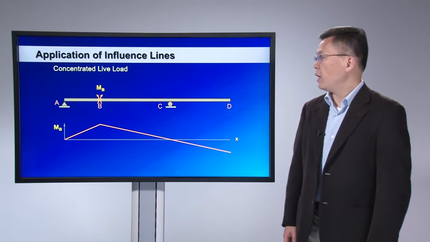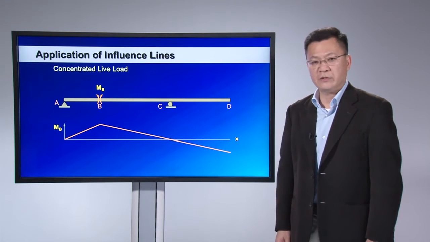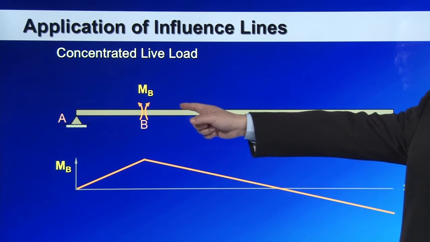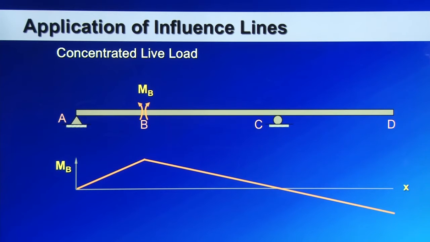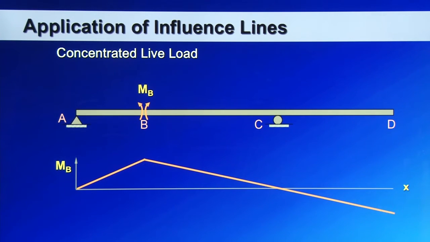I'm going to show you how you can use the influence line to address the issue caused by live loads. First is a concentrated live load. Using a cross-section moment, bending moment MB, as an example, this is the influence line for MB.